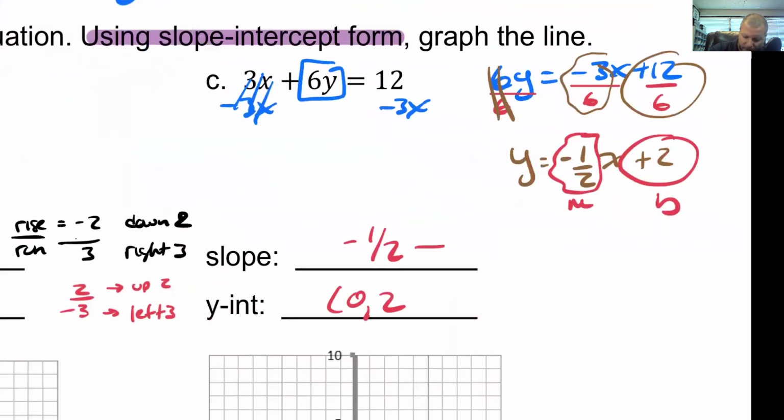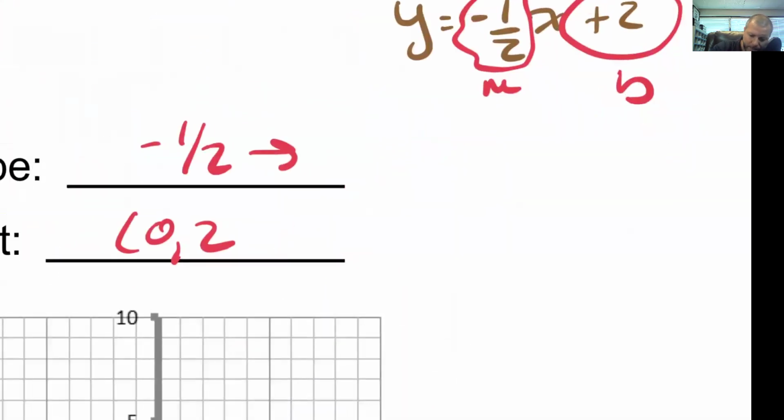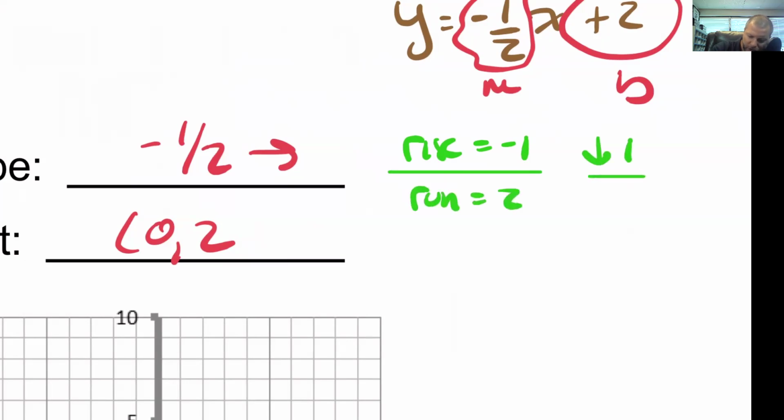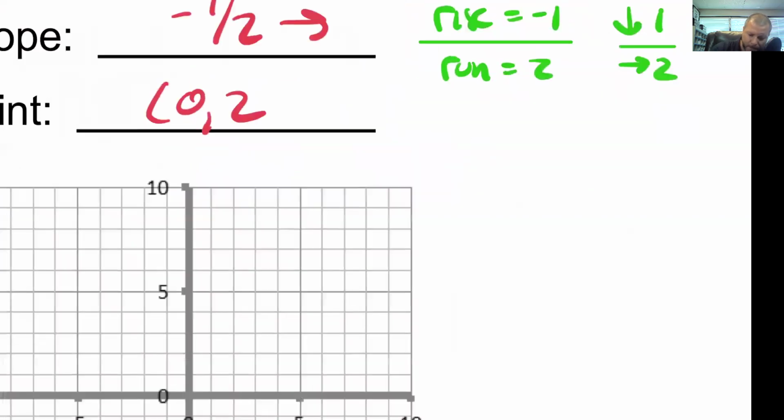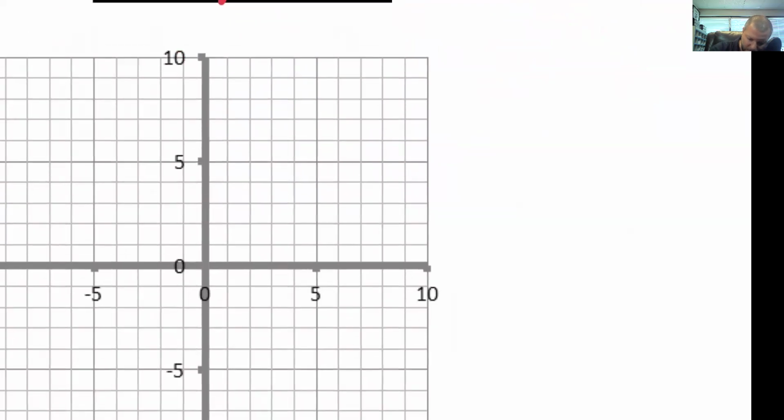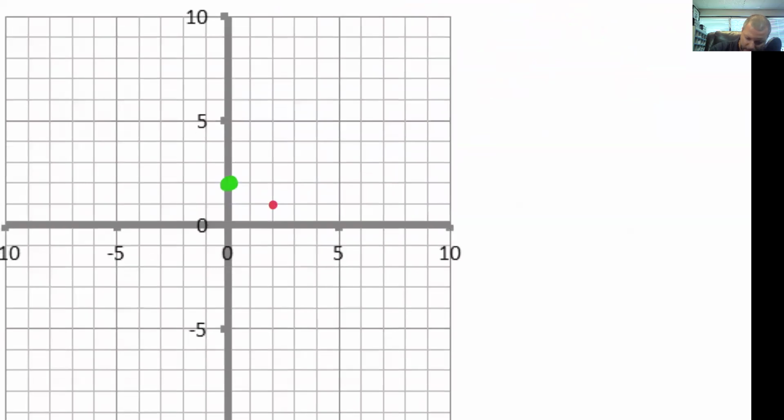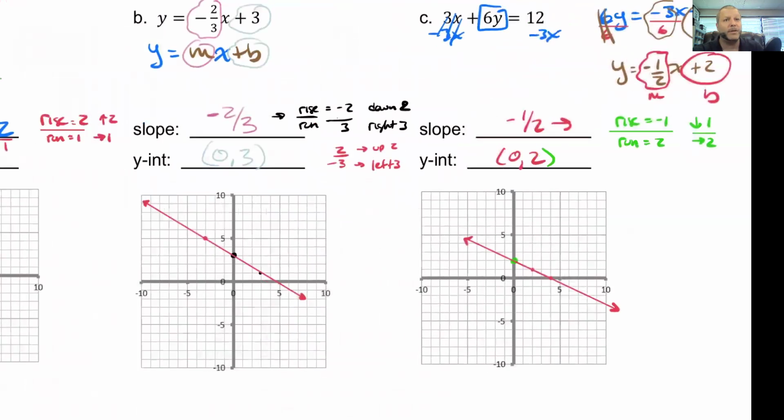If we think about what our slope is telling us, we're rising negative 1, aka we're going down 1, and we're running 2, so we're going to the right 2. So here's my (0, 2), there's my y-intercept. Down 1 over 2 would get me there. Down 1 again over 2 would get me there. So we're going to have a line that looks something like this. And that would be our line.